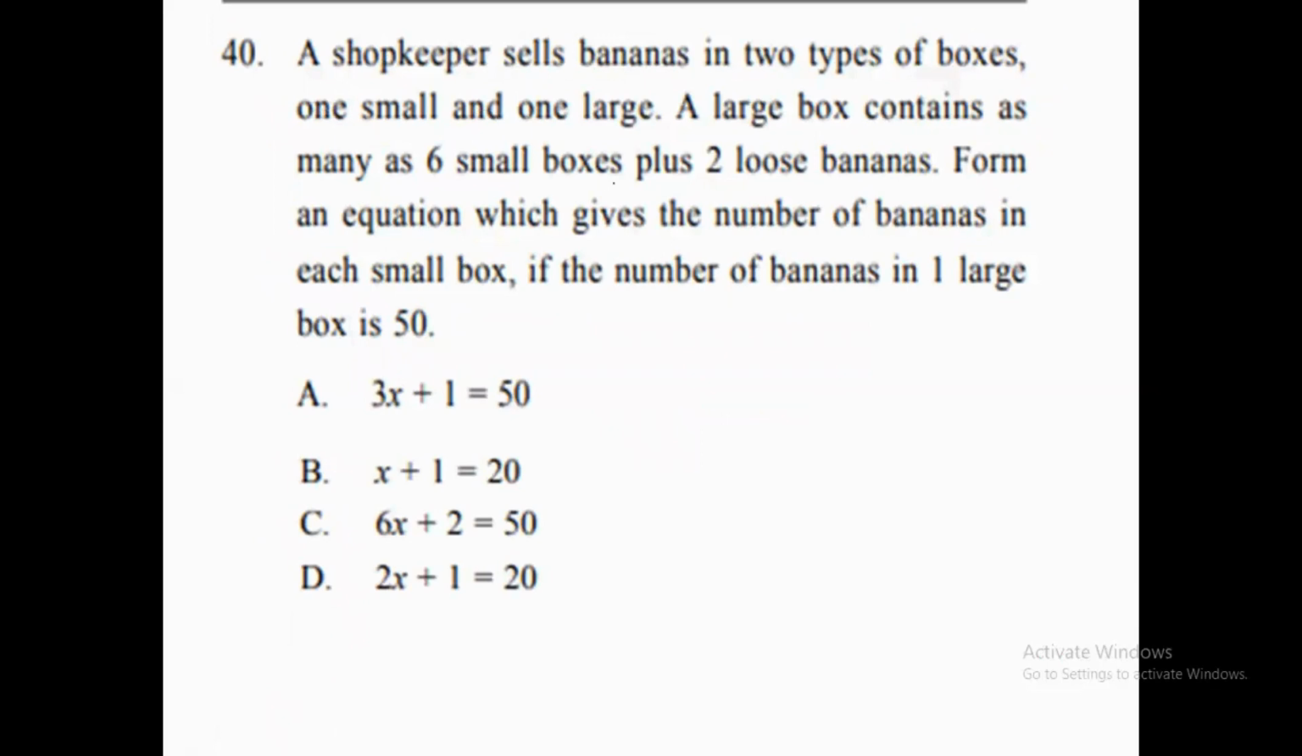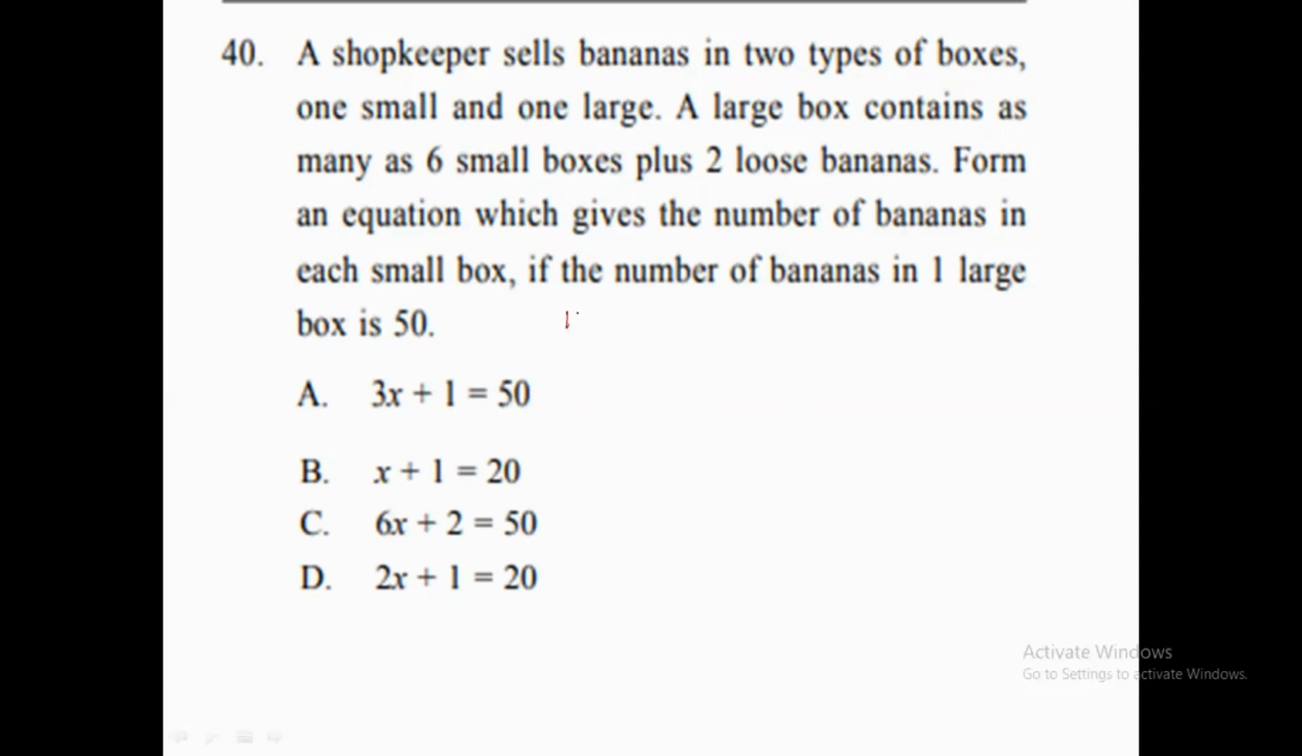Now the next question is saying that a shopkeeper sells bananas in 2 types of boxes, one small and one large. Now a large box contains as many as 6 small boxes plus 2 loose bananas. Are you getting what the question is saying? Form an equation which gives the number of bananas in each small box if the number of bananas in one large box is 50.